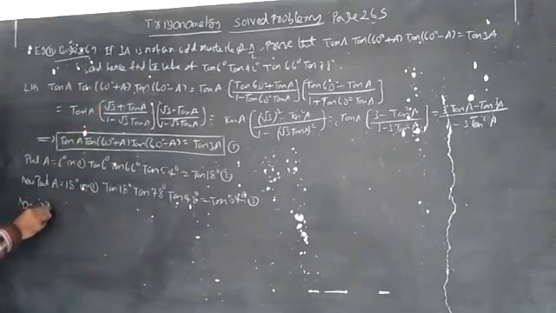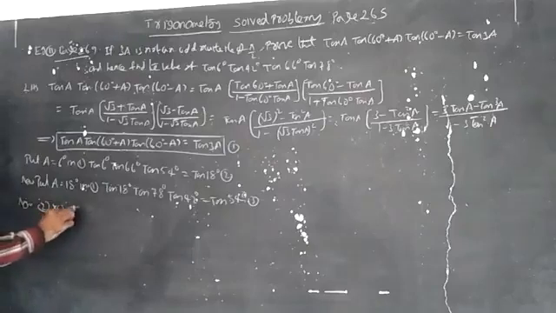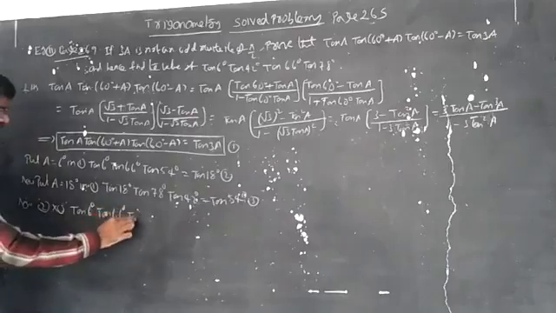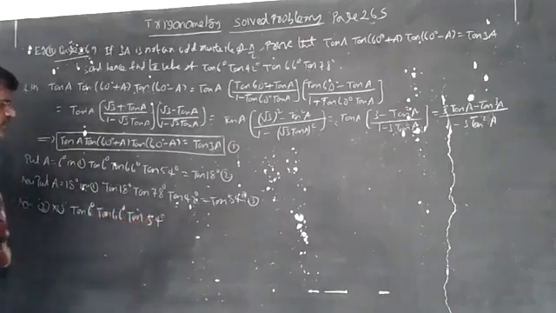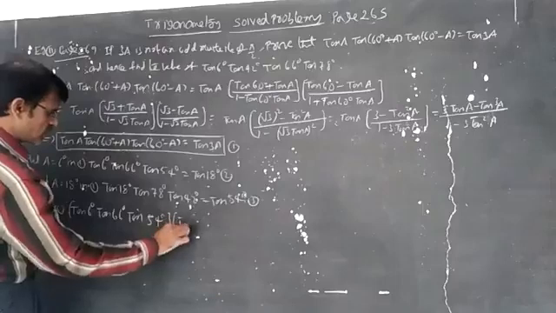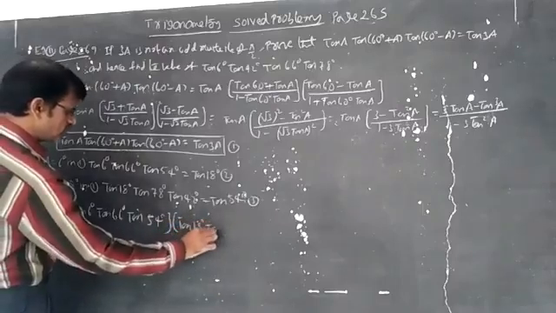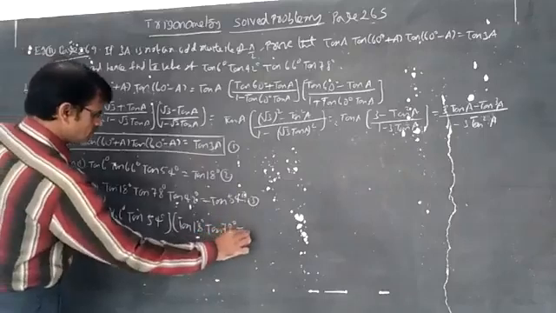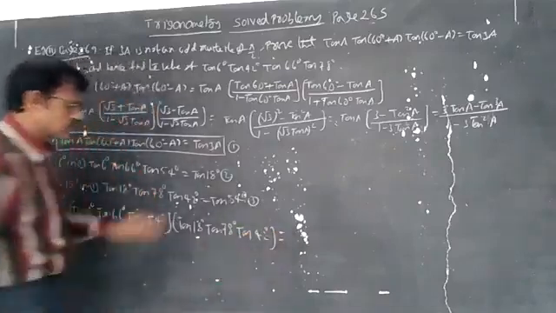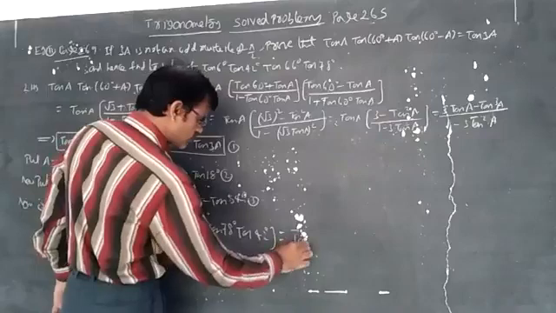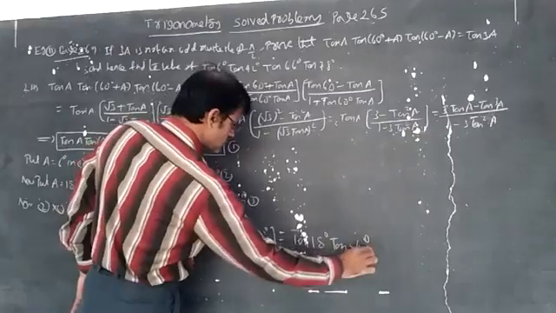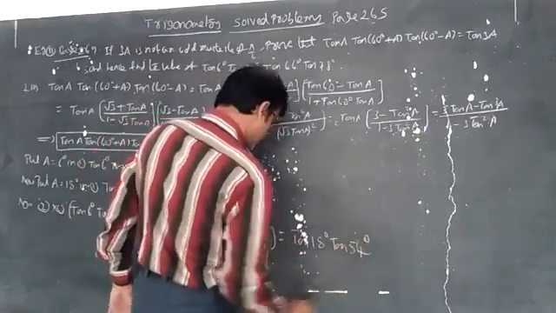Now multiply the two equations. In order I am writing tan 6 into tan 66 into tan 54 within a bracket, and next another one, tan 18 into tan 78 into tan 42, is equal to the right side, tan 18 into tan 54 degrees.